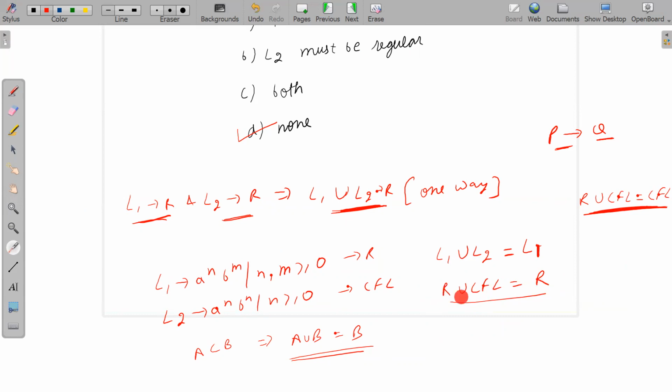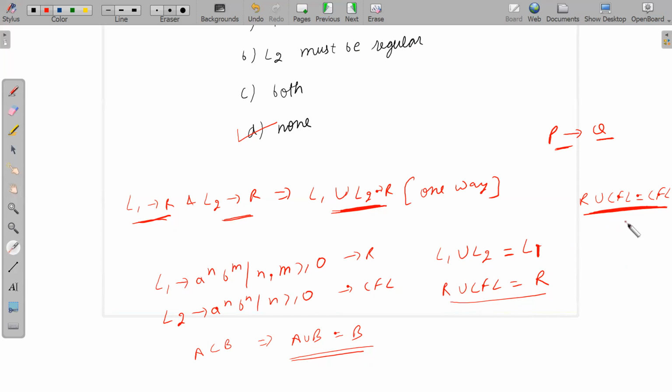Now, if this is true, obviously this is true. Why? Because every regular is CFL. So regular union CFL is CFL also. Similarly, you can say regular union CFL is CSL also, because every CFL is CSL and so on. I am stopping here, because you will get confused if I go deeper and deeper. I hope I have made the point clear to all of you. So for this example, regular union CFL is regular.